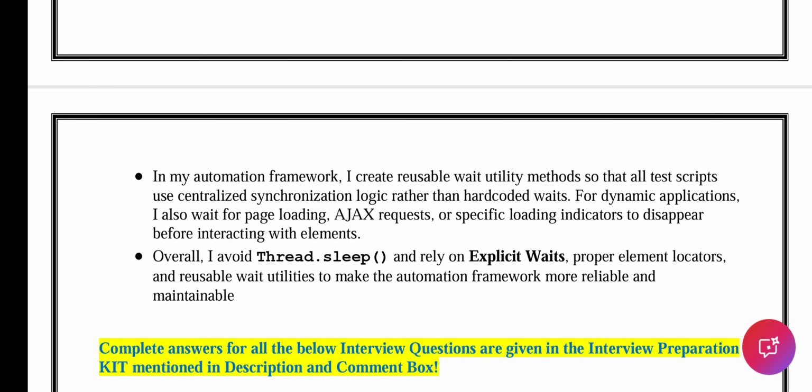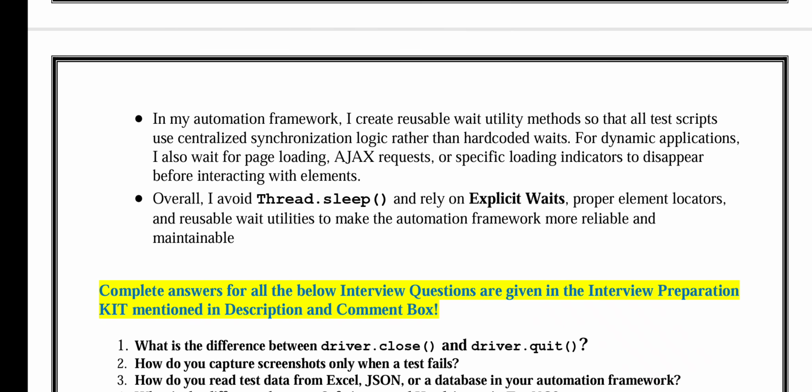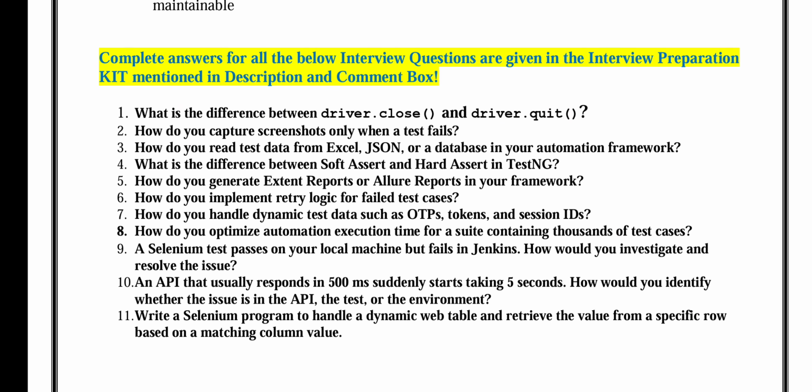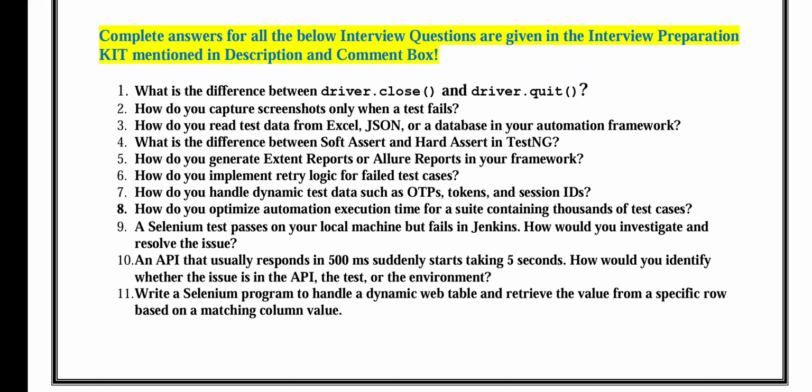In my automation framework, I create reusable wait utility methods so that all test scripts use centralized synchronization logic rather than the hard-coded waits. For dynamic applications, I also wait for page loading, AJAX requests, or specific loading indicators to disappear before interacting with the elements. Overall, I avoid thread.sleep and rely on explicit waits, proper element locators, and reusable wait utilities to make the automation framework more reliable.